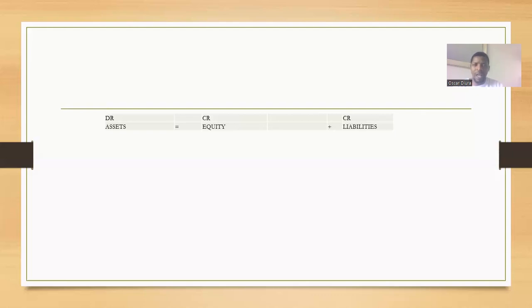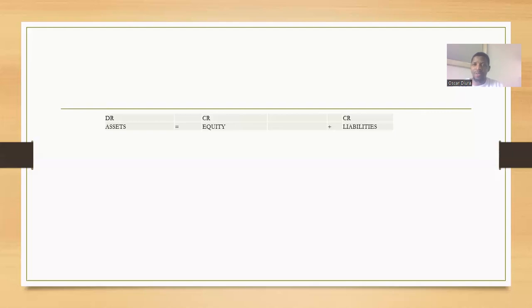So for instance, you buy an asset on credit. In this case, we can conclude that the assets are going to increase, and the liabilities are going to increase as well.